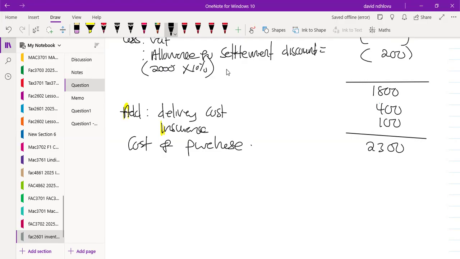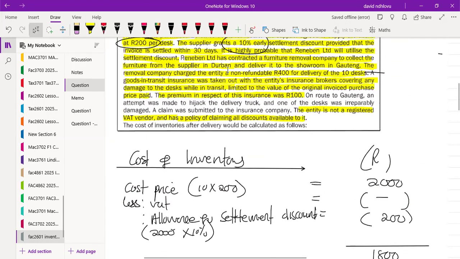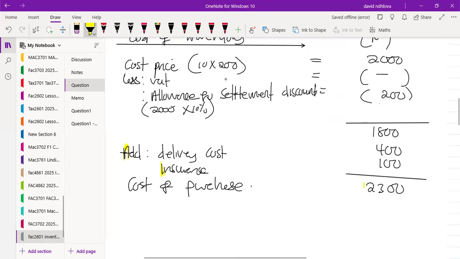So this is how we're going to calculate the total cost of purchase of that inventory, but there is an incident that took place en route to our premises, and this is what they say. En route to Gauteng, an attempt was made to hijack the delivery truck, and one of the desks was irreparably damaged. A claim was submitted to the insurance company. The entity is not a registered VAT vendor. Then the cost of the inventory after delivery will be this cost of the purchase.